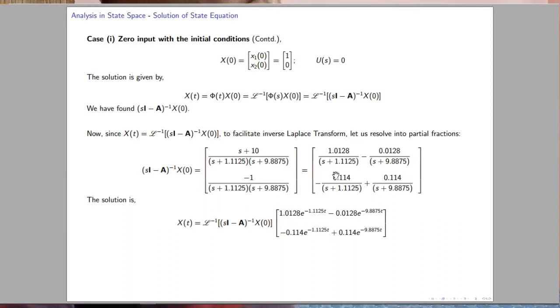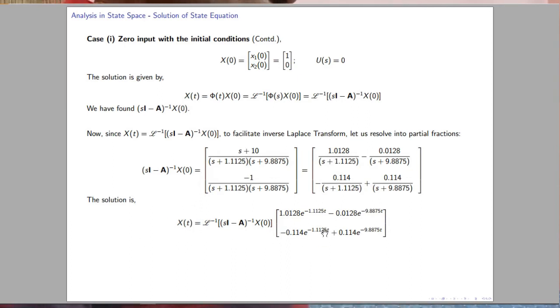For example, this is a constant, and this is 1 by (s plus a), where a is equal to the given value. The inverse Laplace transformation is e power minus a t. So e power minus a t. Similarly, I get the inverse Laplace transform for the other terms also. So now this is the solution. x of t, I got the solution.